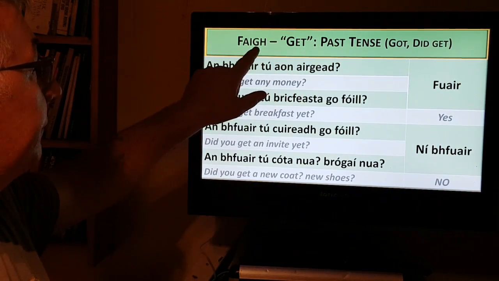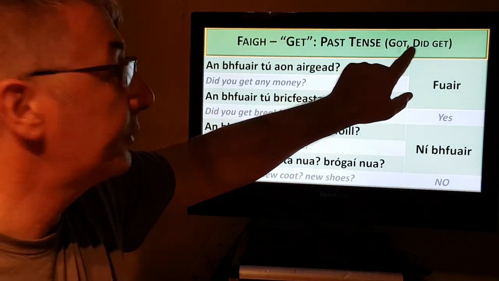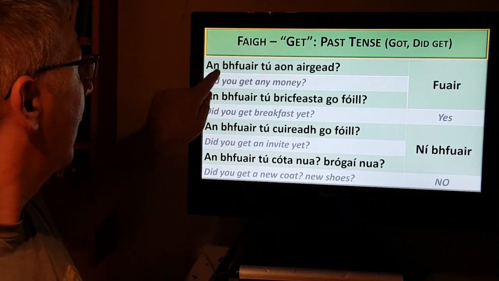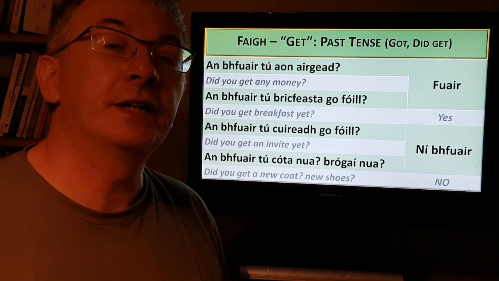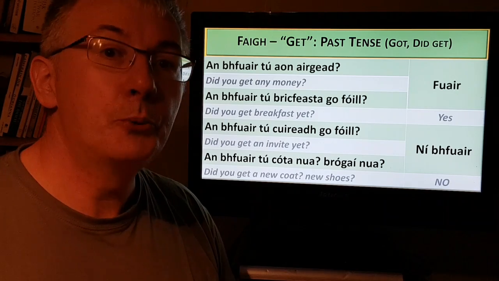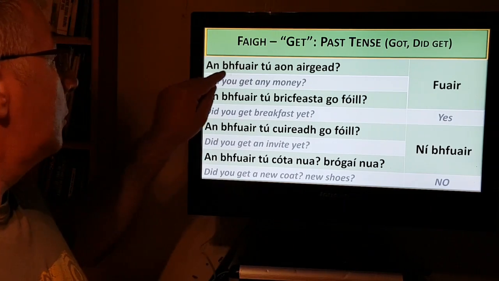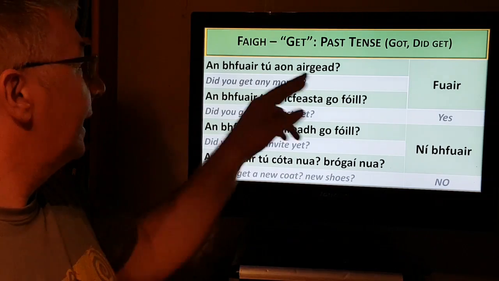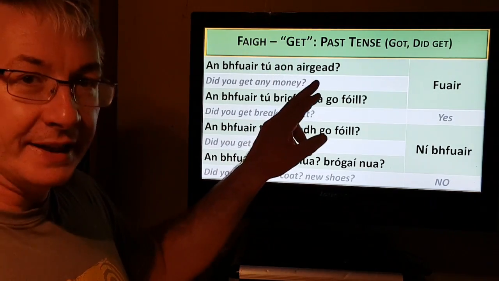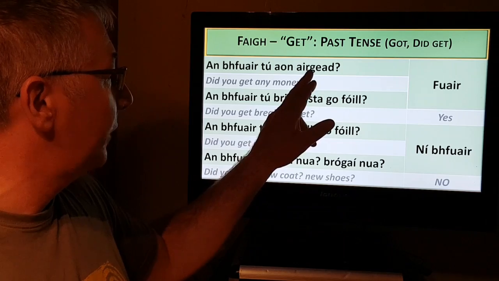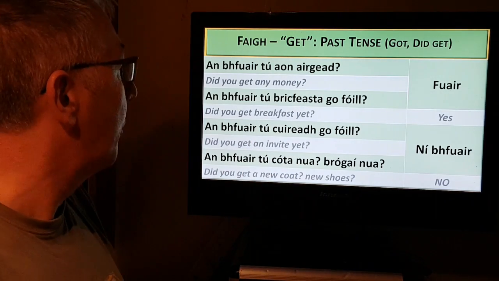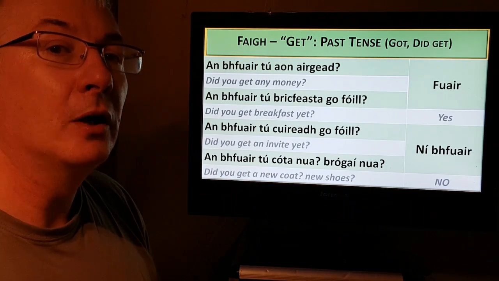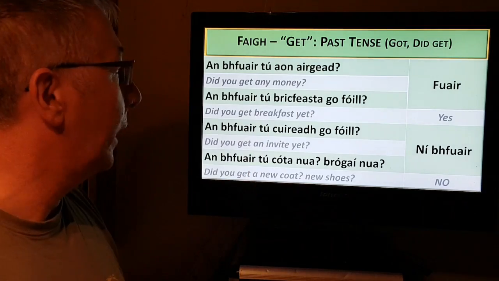So get, fi, in the past tense is got or did get, okay? Where to, and the word, how you say it is where, right? On, where to, and you hardly hear the on. Where to did you get? Ian Arrogate. Arrogate is money. Arrogate. There's like a wee something between the R and the G. Arrogate. Okay. And where to Ian Arrogate? Did you get any money?